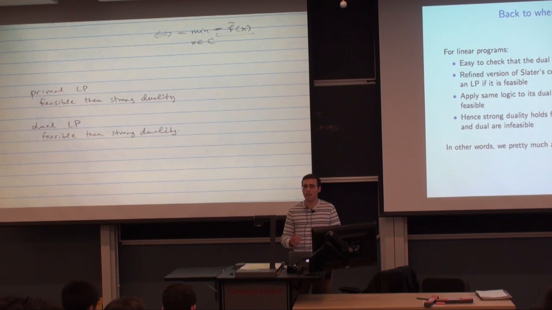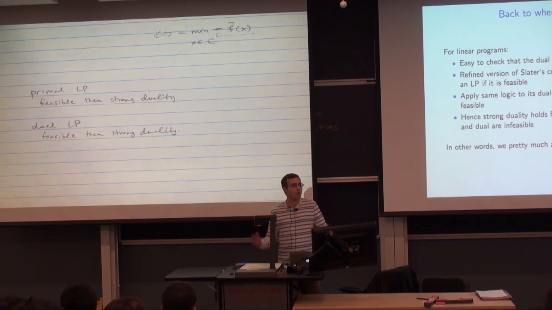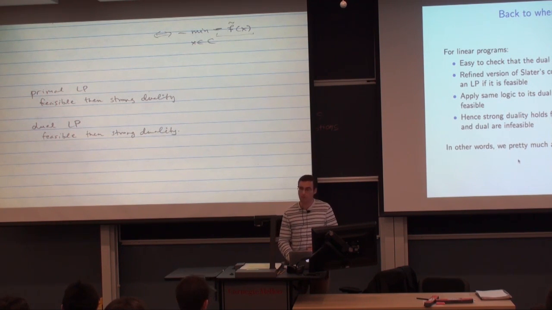Okay, so if there's no x that satisfies the primal constraints and there's no u and v that satisfy the dual constraints, then we don't get strong duality. Which means that the primal optimum is plus infinity and the dual optimum is minus infinity. Okay, so in that case, most likely we wouldn't want to be solving those problems in the first place. So we can rephrase that by saying that we pretty much always have strong duality for LPs.